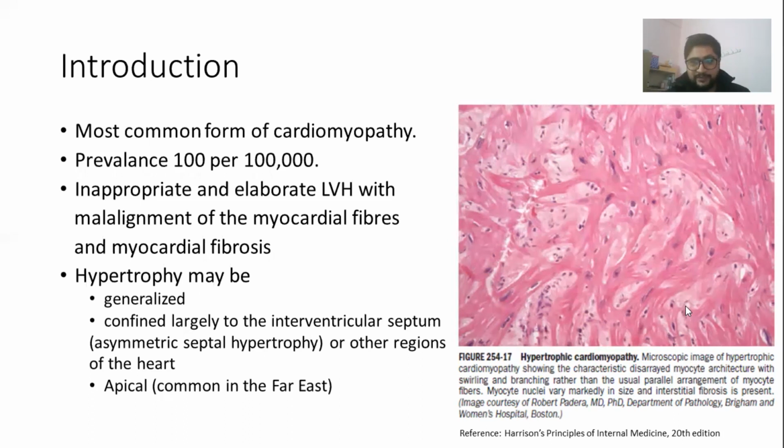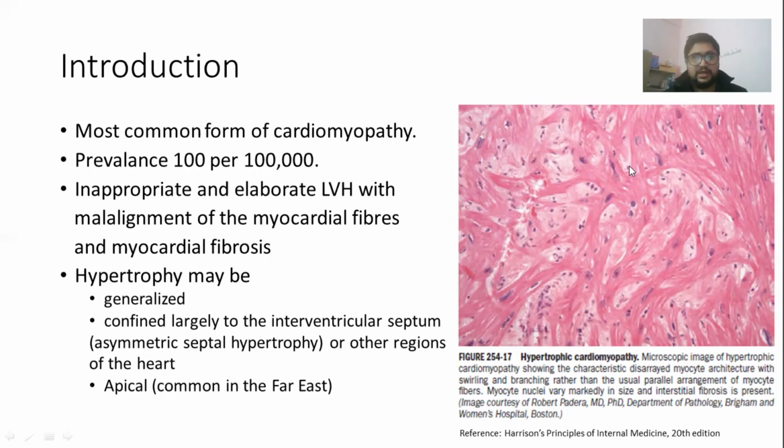As you can see in this picture of a patient with hypertrophic cardiomyopathy, it shows the characteristic disarrayed myocyte architecture with swelling and branching, rather than the usual parallel arrangement of the myocytes. This is a typical histological finding of a patient with hypertrophic cardiomyopathy.